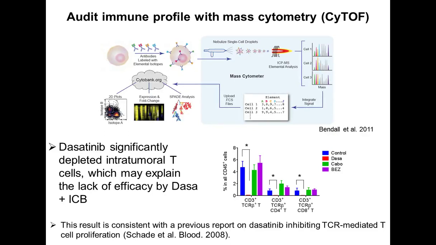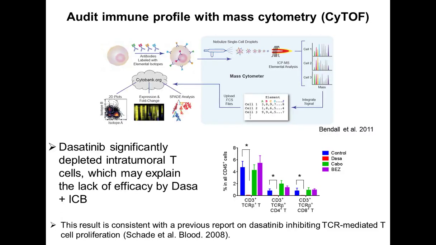So we use this one for our immunophenotyping, and immediately we saw that chronic treatment of the tumor-bearing mice with dasatinib caused almost a complete depletion of the intratumor T cells, including both the CD4 subset and CD8 subset of T cells. So this may explain why we don't see any effect for combination immunotherapy, because you ablate T cells from the tumor microenvironment, and now you're trying to activate T cells. Of course, there's not going to be any effect.